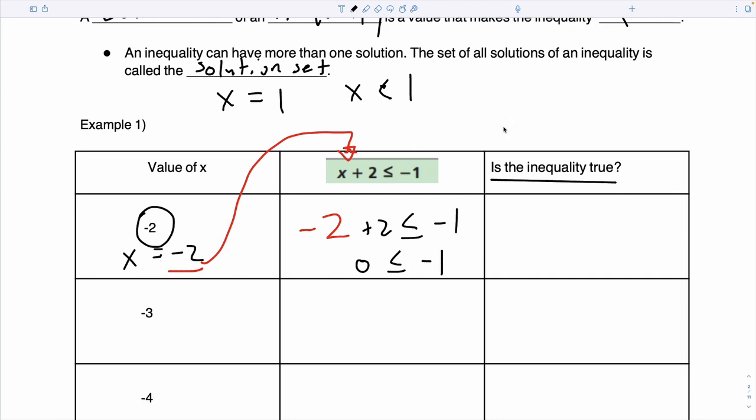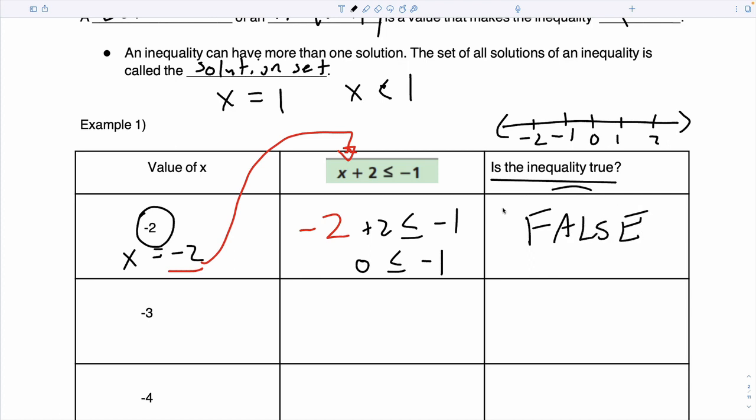Let's make a number line to visualize it. And if it is true, the 0 should be less than negative 1. Well, 0's right here. Negative 1's right here. Is 0 a smaller number than negative 1? No. This is false. 0 is not less than negative 1. So x equals negative 2 is not a solution.